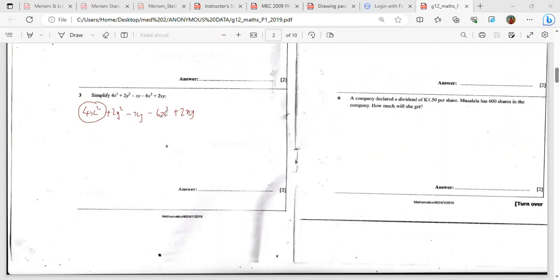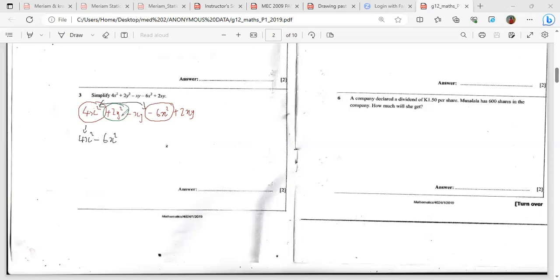But now, when you take this 6x squared, you take it together with the sign that is in front of it. In this case, it is negative. So I'm going to say this one, which is 4x squared minus 6x squared. Okay, from these two, you combine them. Then the next thing, you take this with the sign in front of it, and it should come here.